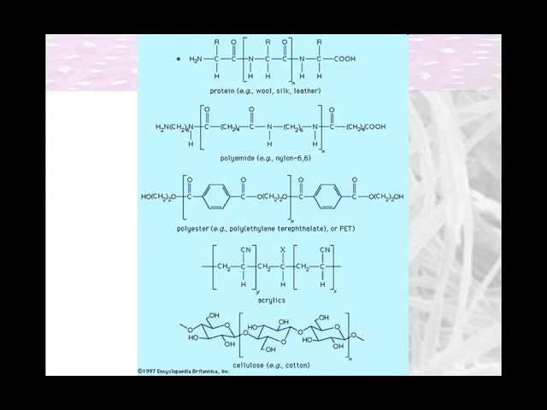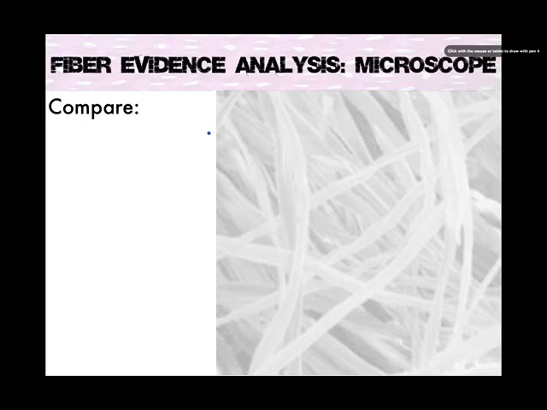So other classes of polymers include proteins, polyamide, polyester, acrylics, and cellulose. The first method of analyzing fiber evidence is using a microscope.